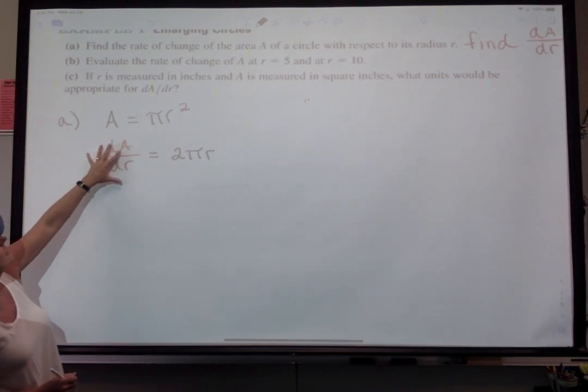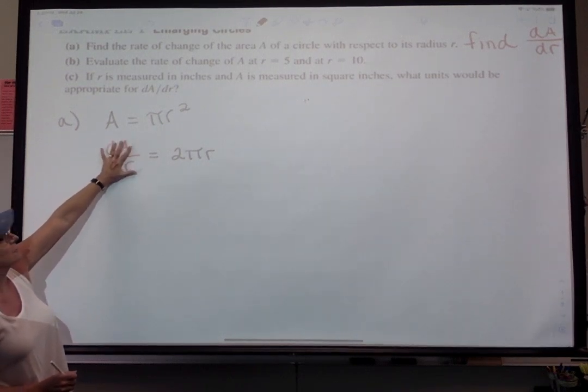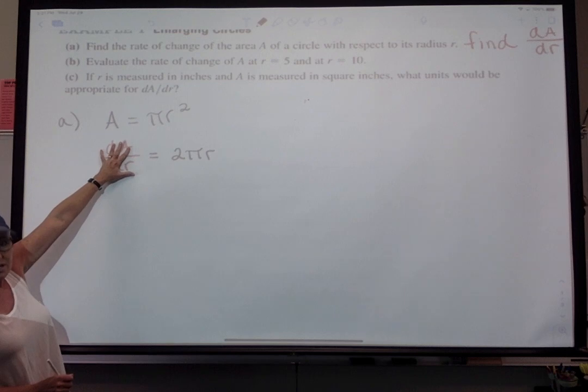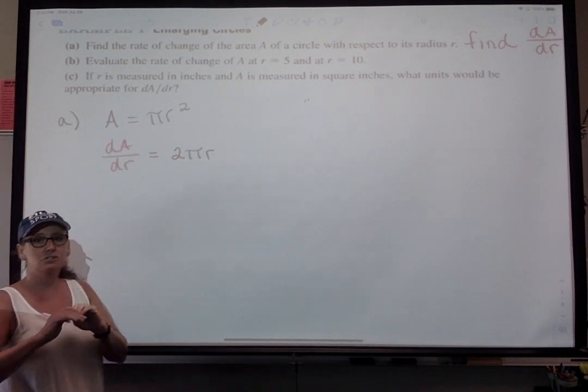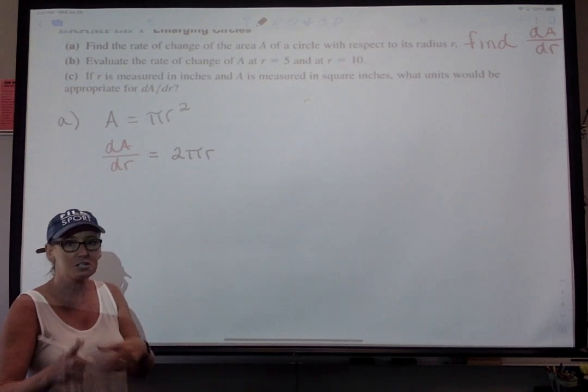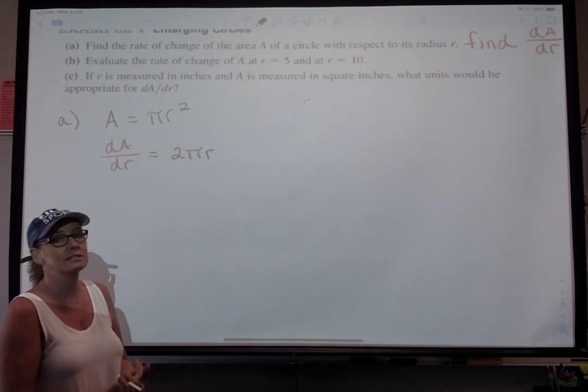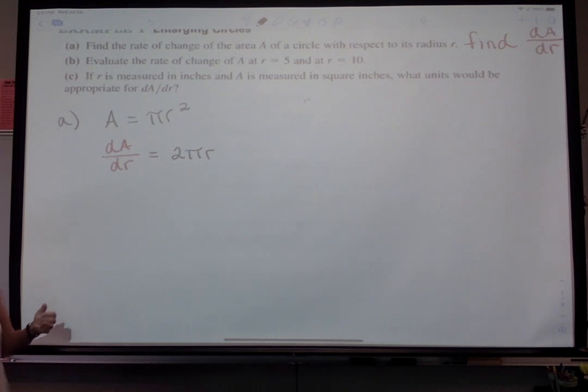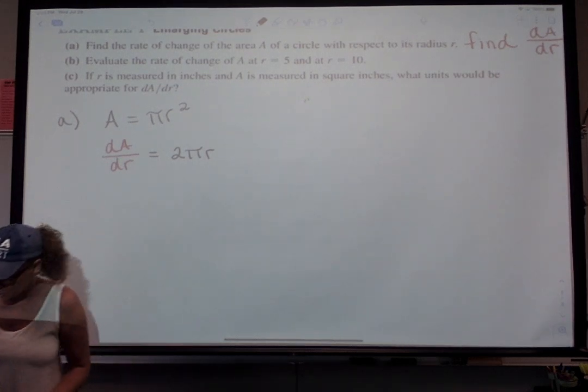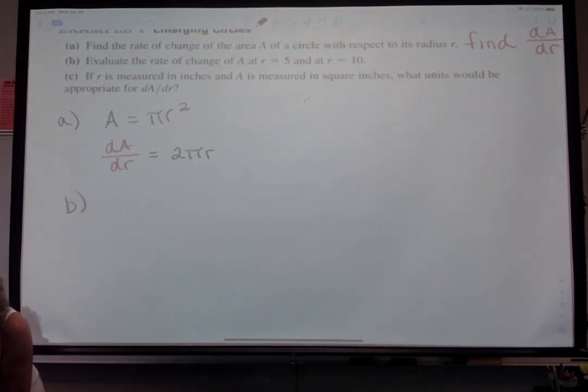Part B. Evaluate the rate of change when R is 5 and R is 10. Now, that is super easy for you. You're just going to plug in 5, you're going to plug in 10. What you need me for is to show you how to write it. Because remember, you're not going to put random math on your paper. So I should not see this. Plug in 5. 10 pi, comma, 25. Nope, that is random math on your paper, and that is not acceptable.